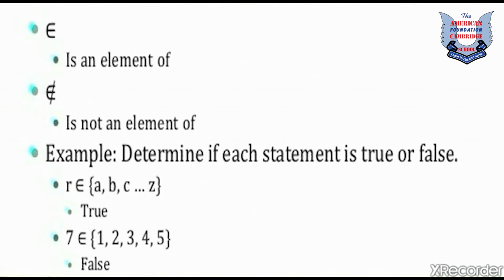Example, determine if each statement is true or false. First set contains English alphabets from A till Z. That means R is a part of this set. So this statement is true, that R belongs to this set. Second set contains numbers from 1 till 5: 1, 2, 3, 4, 5. 7 is not a member of this set. That means this statement is false. 7 doesn't belong to this set.